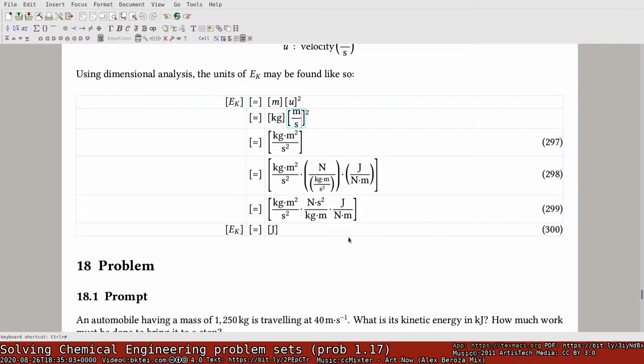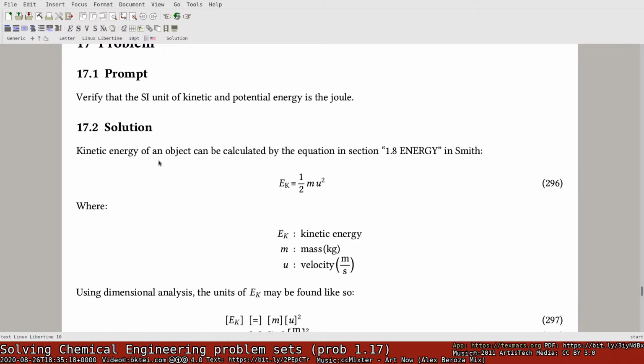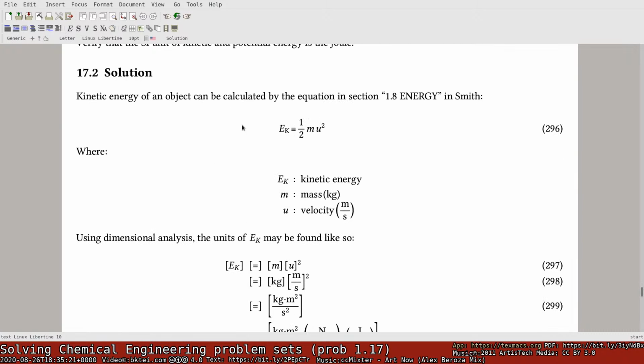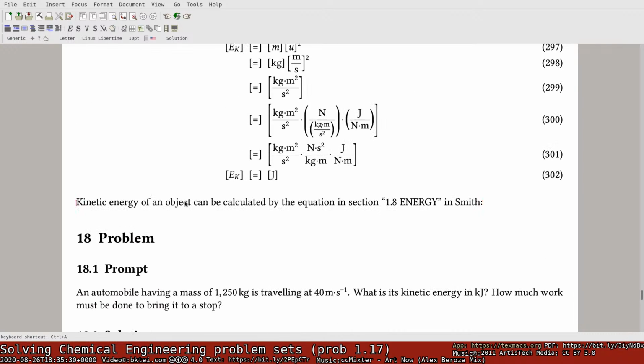Let's go ahead and add some numbers to these equations. Using dimensional analysis, the units of, well, let's see. First off, we need an equation for potential energy, so we'll pretty much do the same statement as we did here, except we'll replace with potential energy. Potential energy of an object can be calculated by the equation in section, well, yeah, it's still energy.